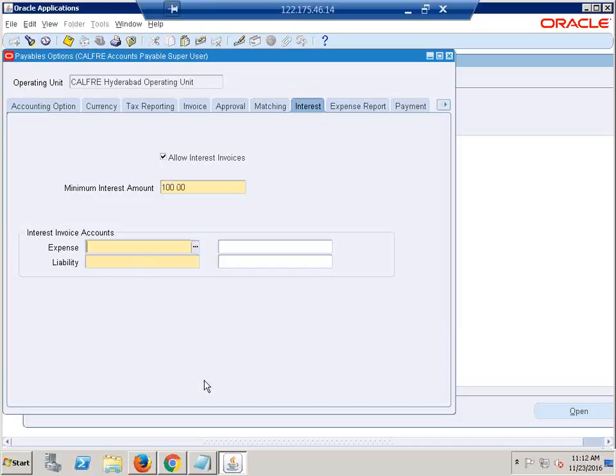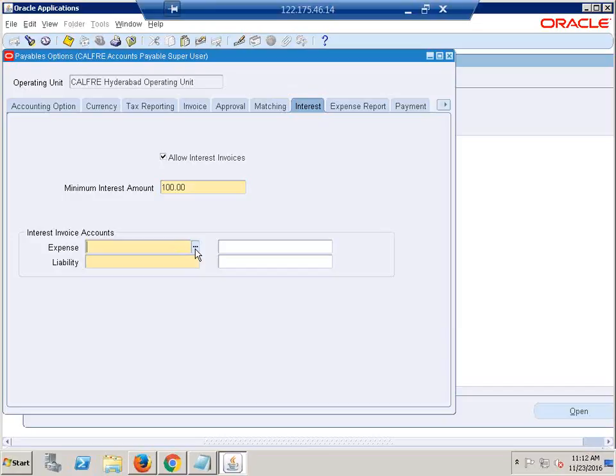Now, when you create an invoice, what is the accounting entry? The expense account will be debited and the liability will be credited. That's what we have seen. But since it is going to be interest related, you have to give separate accounts to capture that interest-related information separately. You can give accounts like Interest Expense account and Interest Liability. Liability is nothing but payables, so you can give Interest Payables. Select those accounts. Which value set are we using for account?